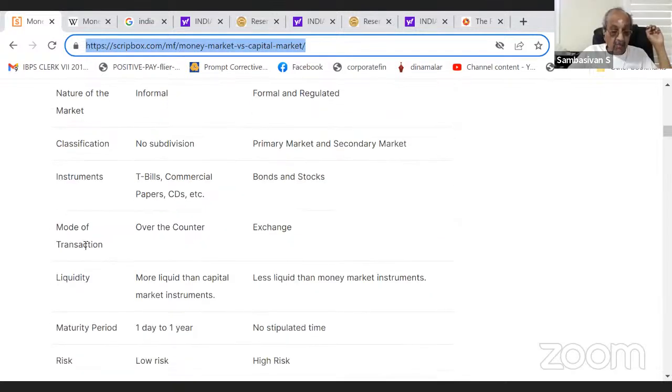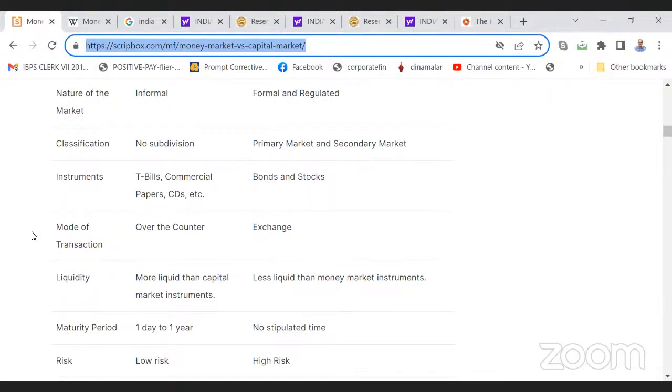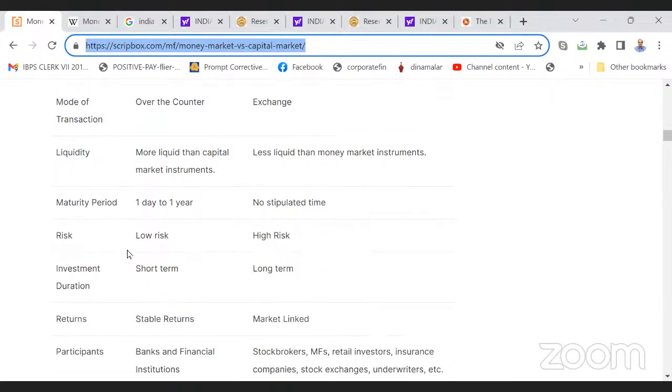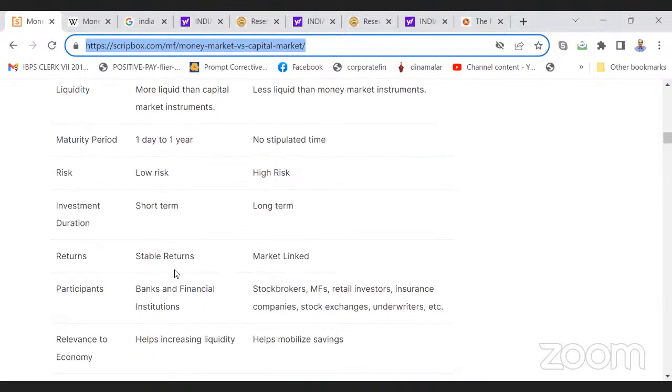Mode of transaction in money market is over the counter, and mode of transaction in capital market is exchange. Liquidity of money market is more liquid than capital market instruments, and liquidity of capital market is less liquid than money market instruments. Maturity period of money market is 1 day to 1 year, and maturity period of capital market has no stipulated time. Risk in money market is low, and risk in capital market is high. Investment duration of money market is short term, and of capital market is long term. Returns in money market are stable, and returns in capital market are market linked.